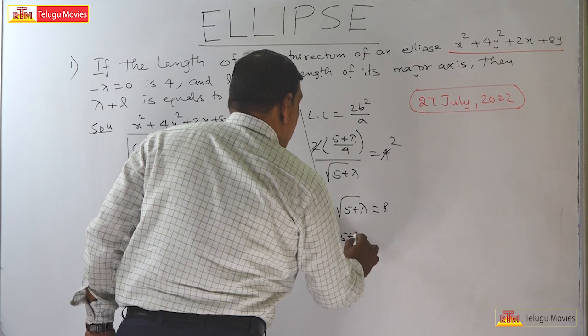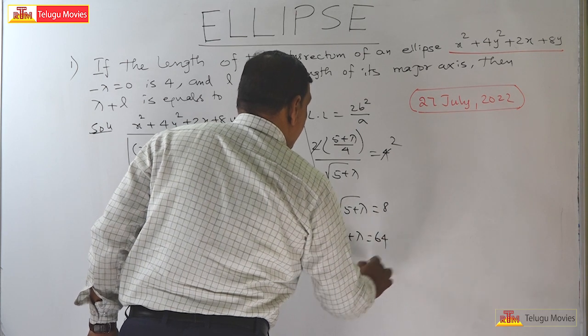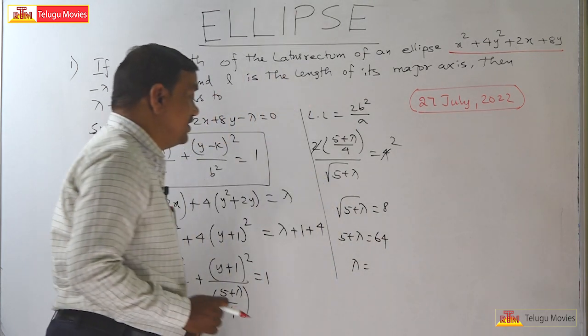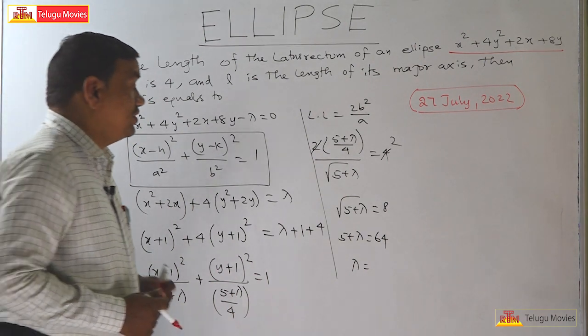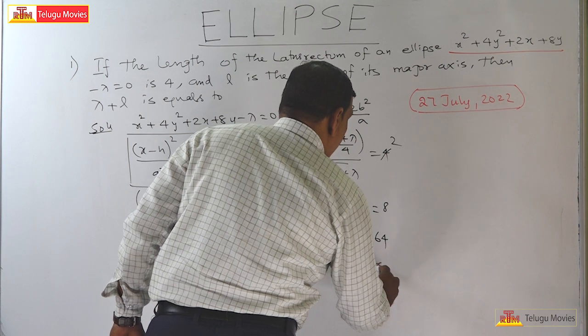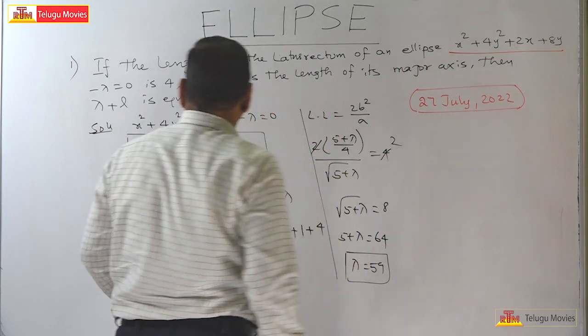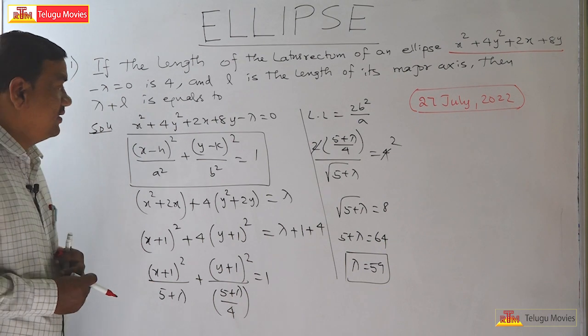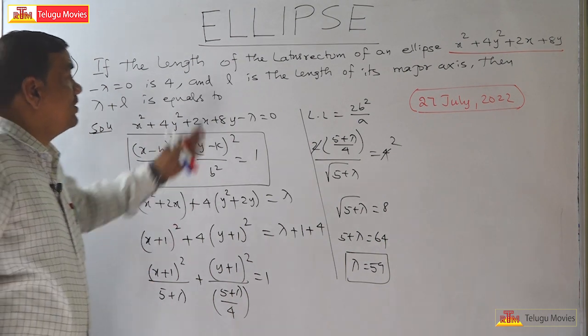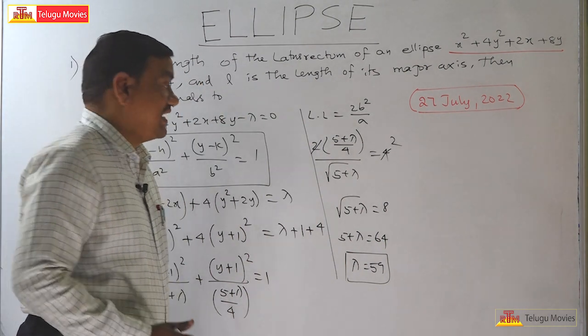So 5 plus lambda is equal to 8 8s are 64. Therefore, lambda is equal to 64 minus 5. So this is equal to 59. So luckily we got the lambda value as 59. So very nice. Now we have to find out the length of the major axis.